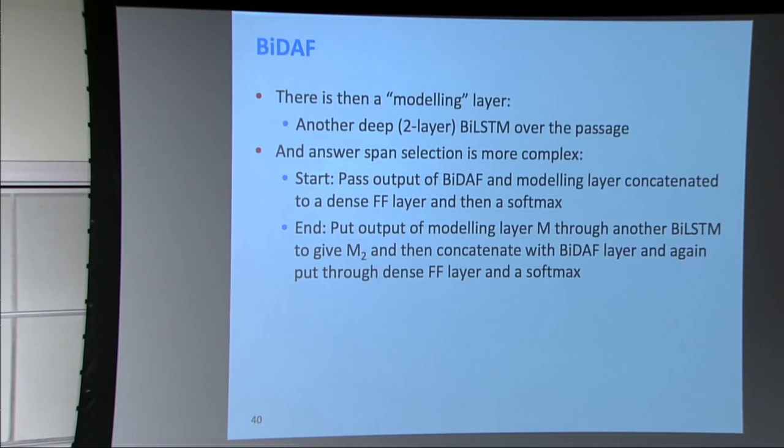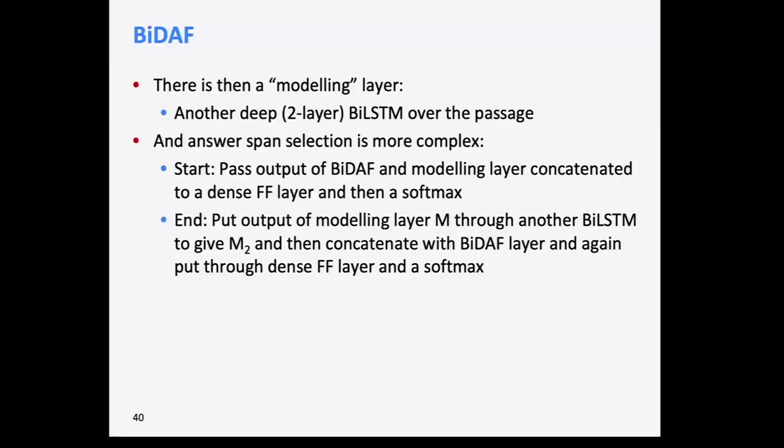So then that's the modeling layer. You have another two BiLSTM layers. And so the way they do the answer span selection is a bit more complex as well. So they're taking the output of the modeling layer and putting it through a dense feed forward neural network layer and then softmaxing over that. And that's then getting a distribution of a start, and then you're running yet another LSTM and getting a distribution of the finish. So that gives you some idea of a more complex model.